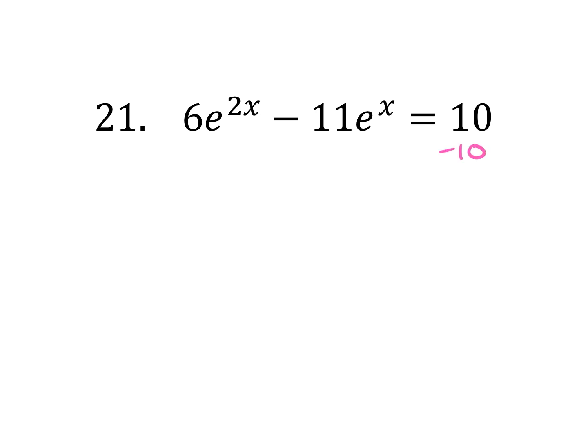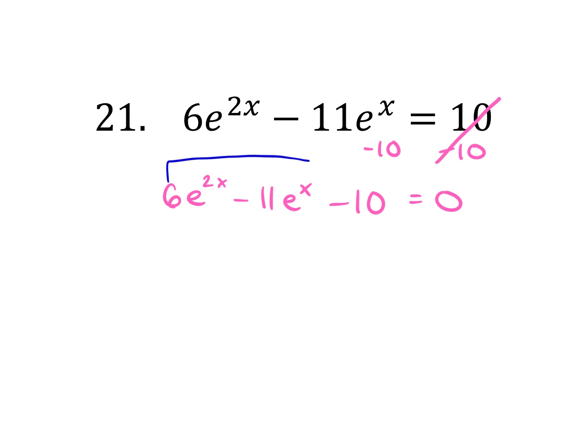Let's move the 10 over. We know that we have e to the power of 2x and e to the power of x. They're not like terms, so we can't combine them. So we know that we're going to have to factor. So 6e^(2x) minus 11e^x minus 10 equals 0. Since we have to factor, we have to make it equal to 0 to start.